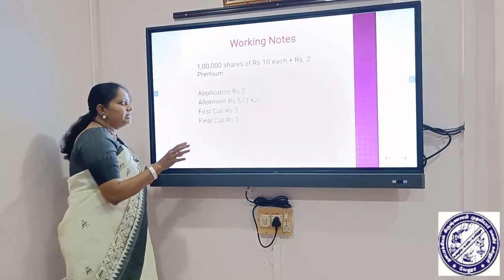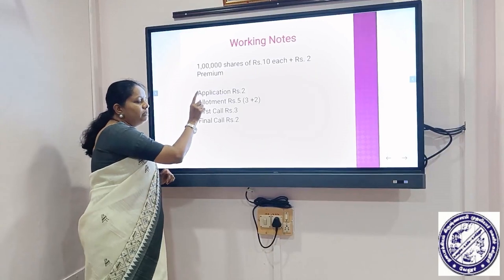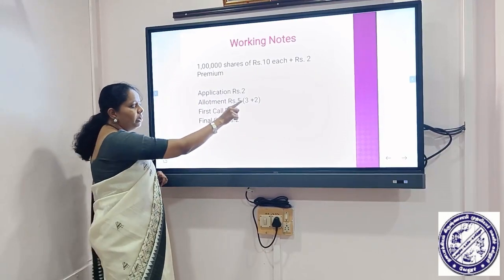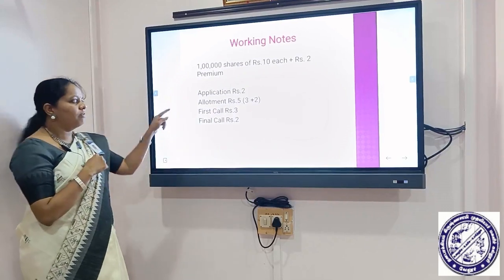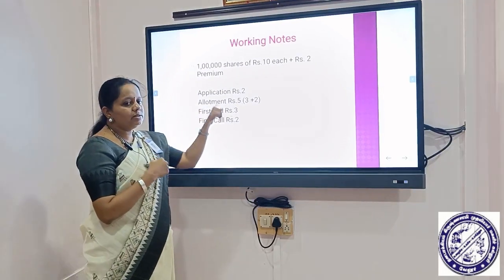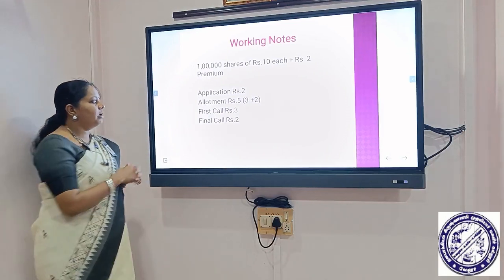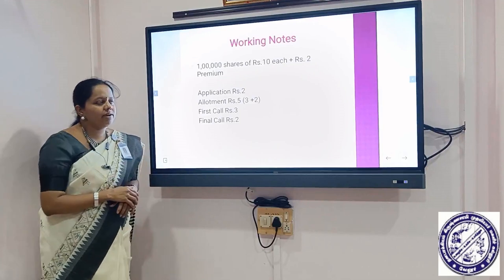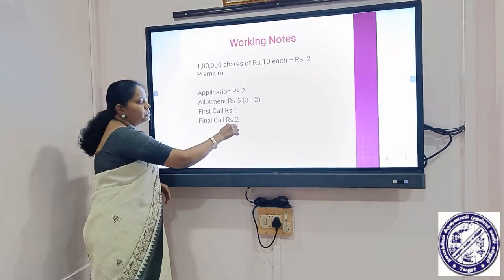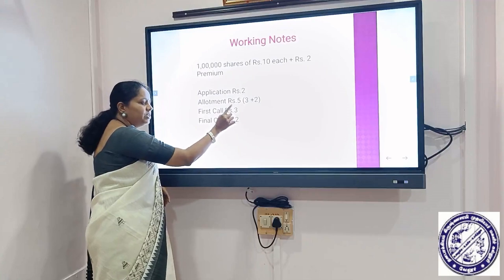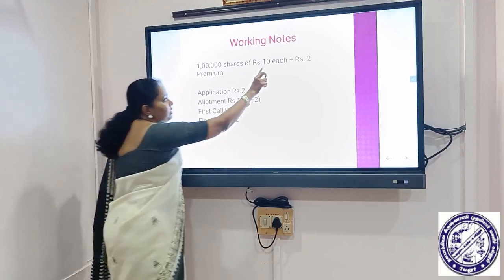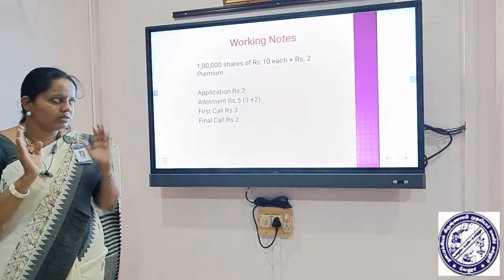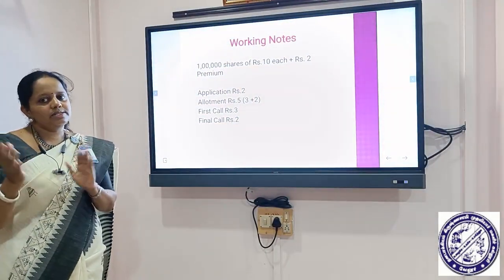So the company has told that they are going to receive 2 rupees on application, rupees 3 on allotment, and as I told you before, they are going to receive premium money along with the allotment. So altogether they are going to receive rupees 5 on allotment. Then rupees 3 on first call and rupees 2 on final call. So altogether you make this total: 5 plus 2 is 7, 7 plus 3 is 10, 10 plus 2 is 12. Both should get tallied each and every time. If this is clear, you can proceed with the journal entries.